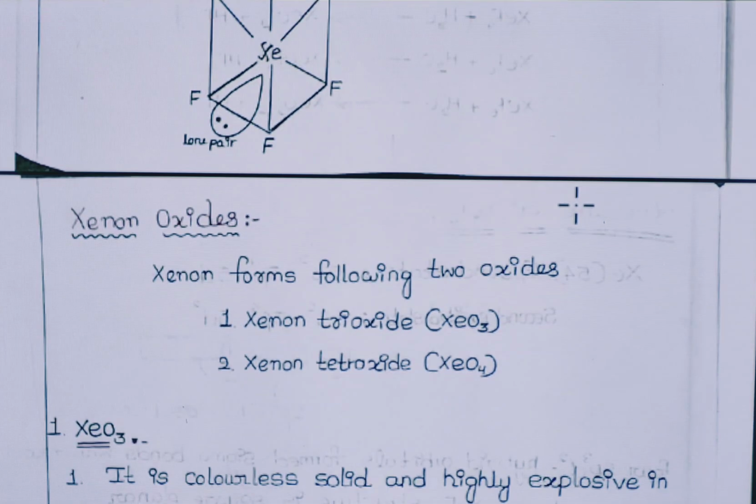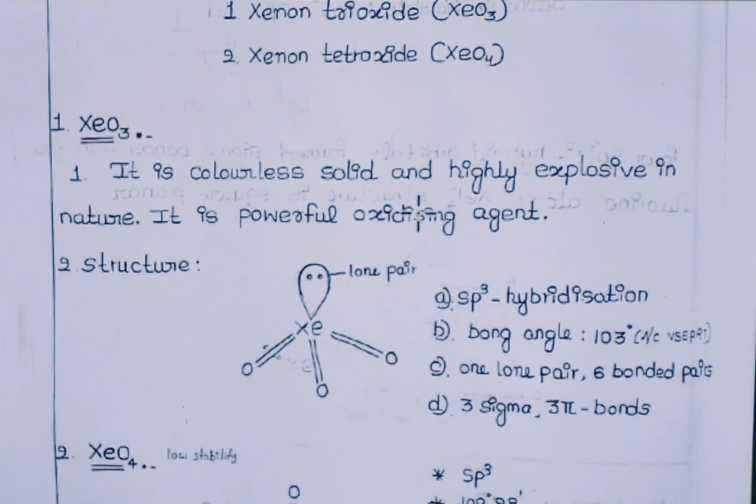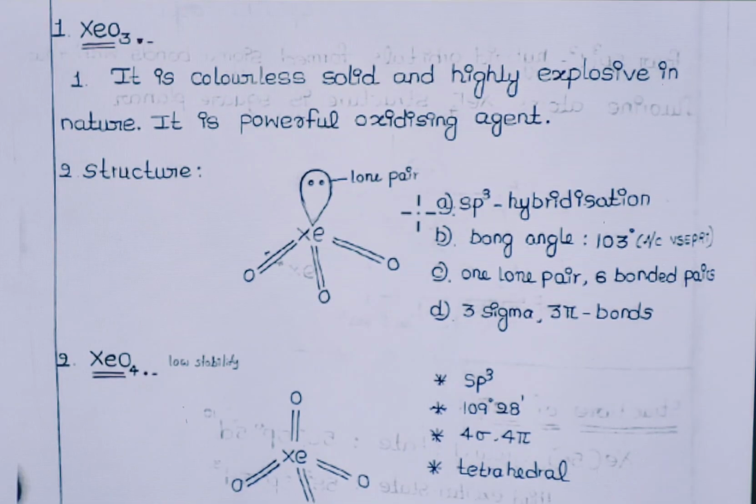Next topic is xenon oxides. Xenon forms the following 2 oxides. One is xenon trioxide and the next one is xenon tetroxide. Xenon trioxide is a colorless solid and highly explosive in nature. It is a powerful oxidizing agent. Here the structure of xenon trioxide is given.